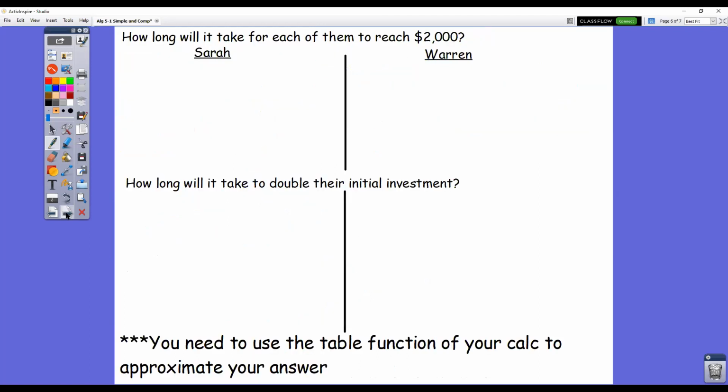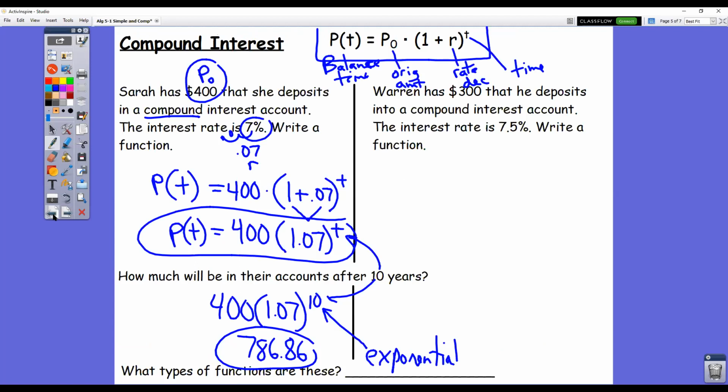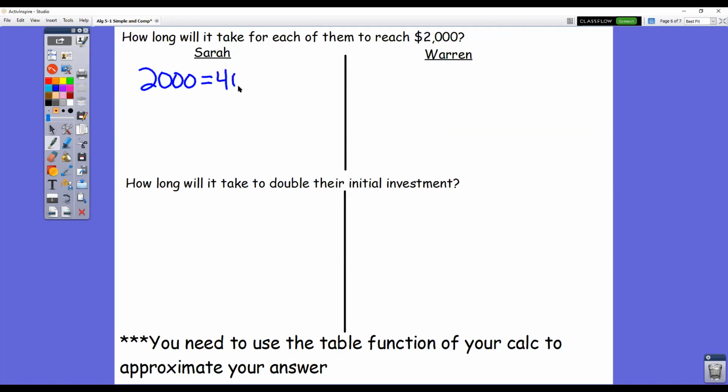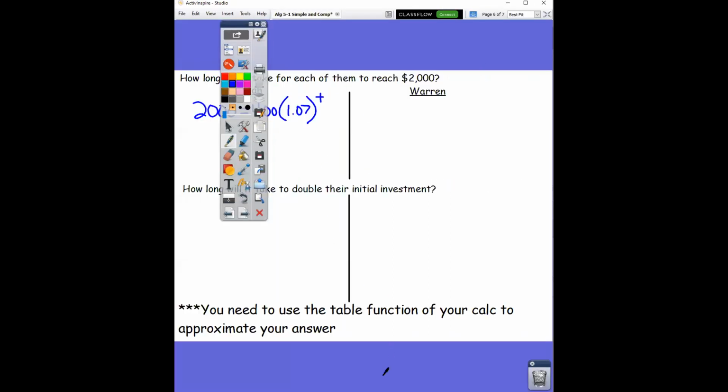If we take a look at the next one, it says, how long will it take her to reach $2,000? So 2,000 equals, now this time, we're going to use our function again, but this time we're looking for the t. Instead of subbing it in to find the amount of money, we're going to sub it in to find the t. We already know the amount of money. So 400 times 1.07 to the t power. Now, the only way to do this is to use the graphing calculator. So I need to pull up my graphing calculator here.